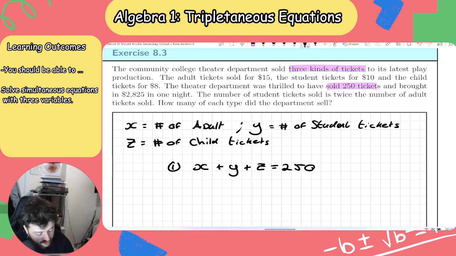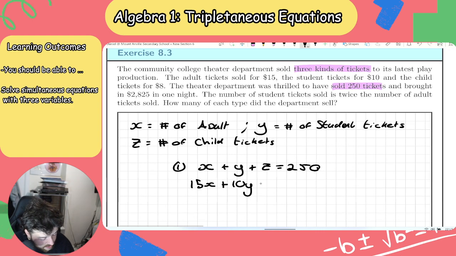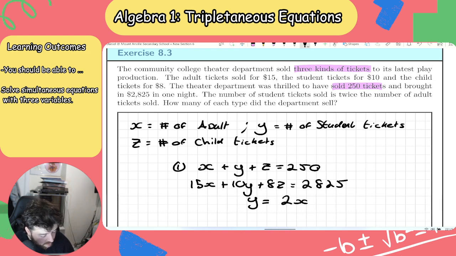And they brought in $2,825 in one night. So adult tickets were 15. So my revenue is 15 times the number of adult tickets, plus 10 times the number of student tickets, plus 8 times the number of child tickets, and they brought in $2,825. And then finally, the number of student tickets sold is twice the number of adult tickets sold. So y is going to equal 2x. How many of each type did the department sell?